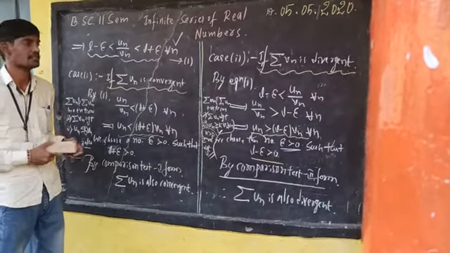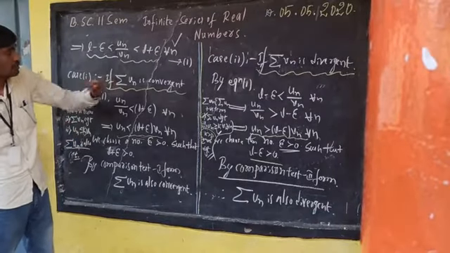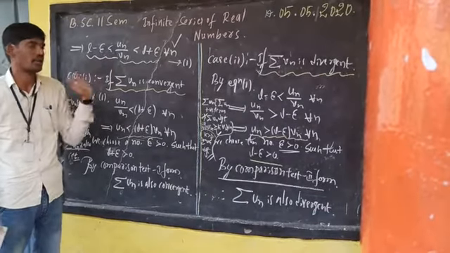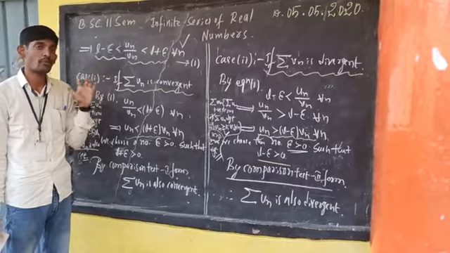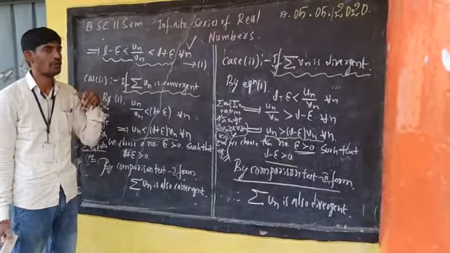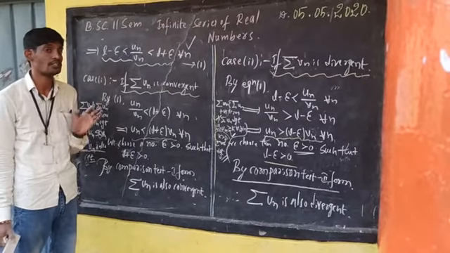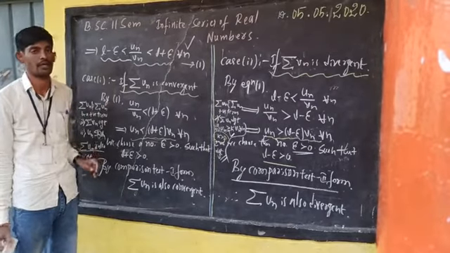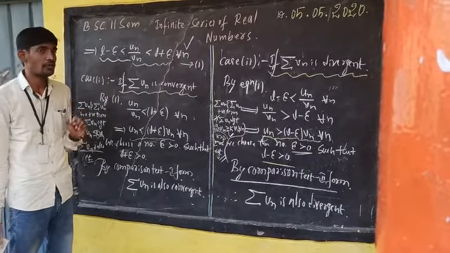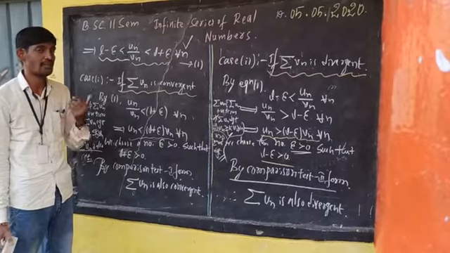It is the comparison test third form. What is the statement of this theorem? Summation un and summation vn are both series of positive terms, and the limit of un by vn is positive and non-zero, a finite quantity. Then you have to prove that both series have the same nature.